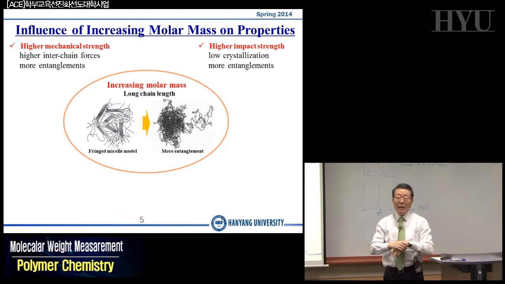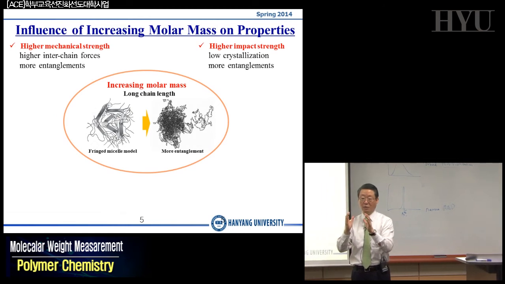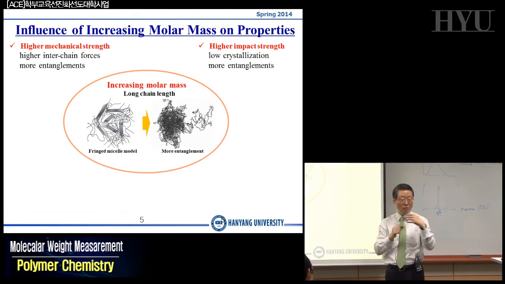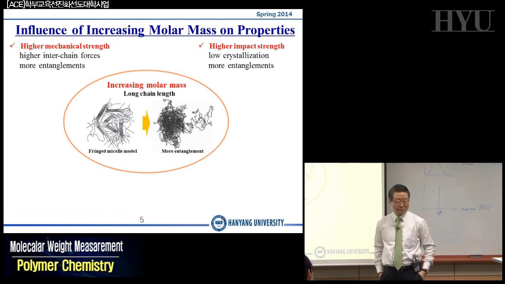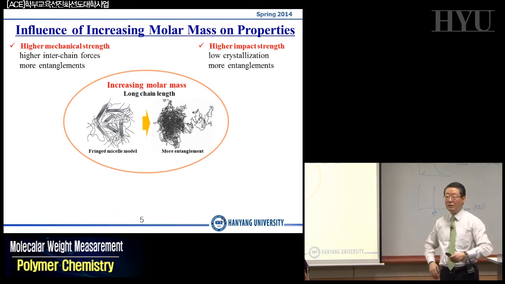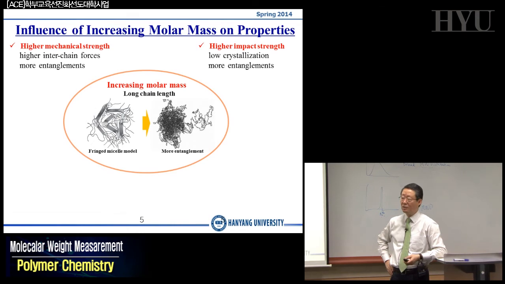So, for example, ABS, acrylonitrile butadiene styrene, ABS resin has butadiene units, which are the rubbery part, along with the acrylonitrile and the styrene part. Styrene is a glassy polymer, okay? And if you add the butadiene units, you absorb the energy, so that your plastic is quite strong upon impact.